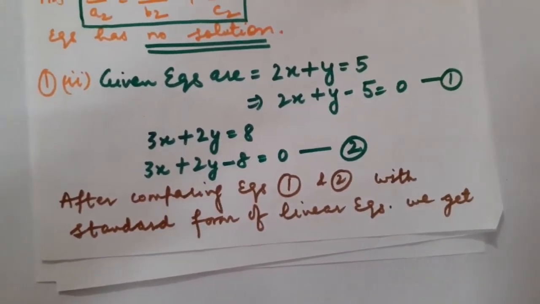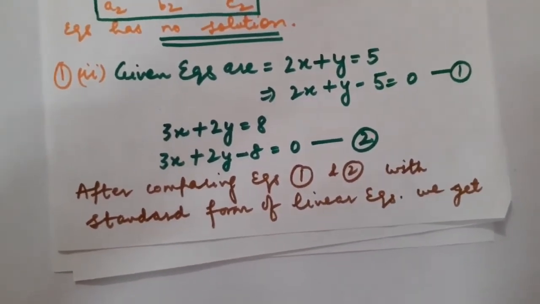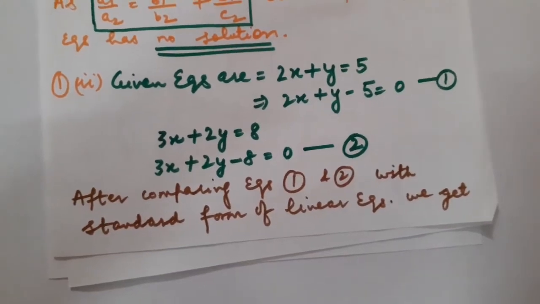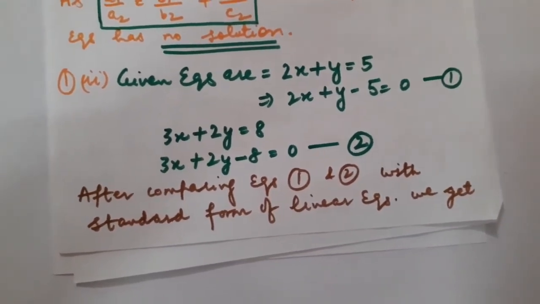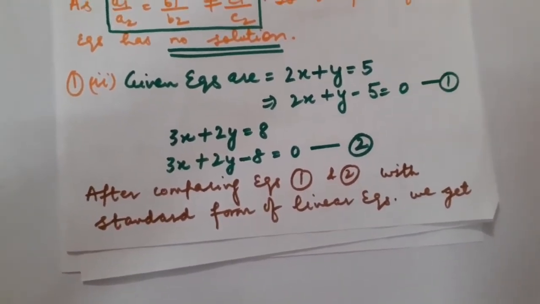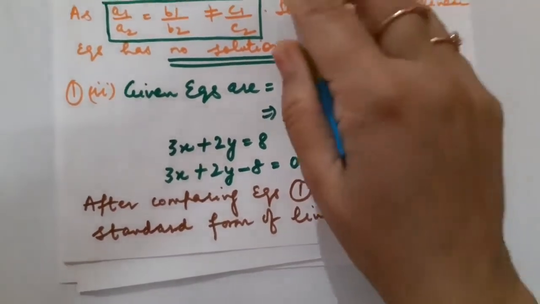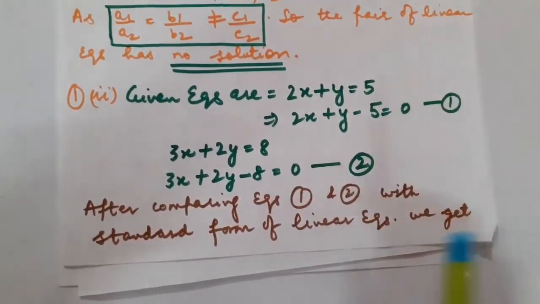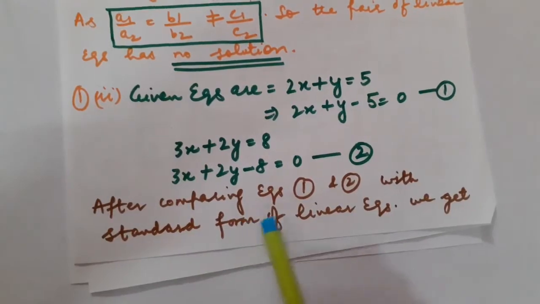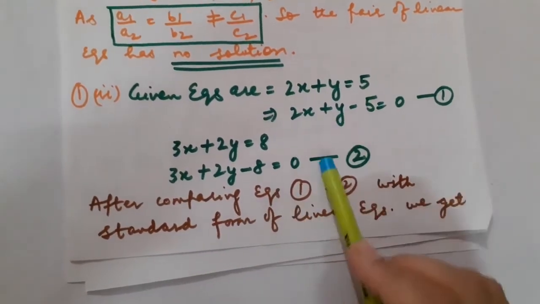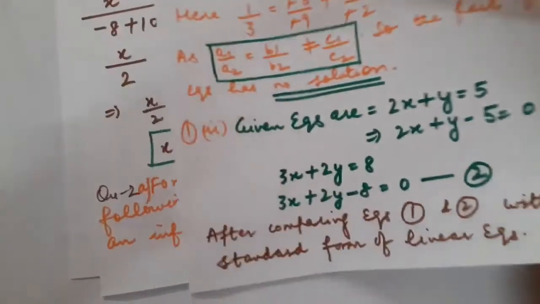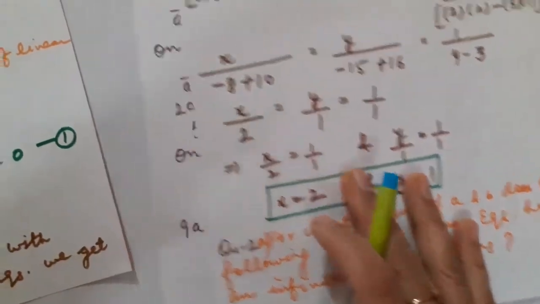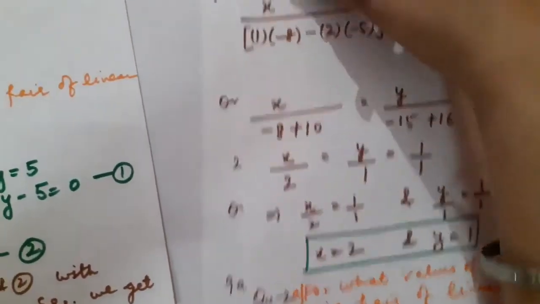First of all, we have to check whether the solutions are unique, or there are no solutions, or infinitely many. Because if the solutions are unique, then and only then can you apply the cross multiplication method. The same strategy which we adopted for the previous part: we are going to compare both these equations with the generalized form. So after comparing with the generalized form, what have we got, children?